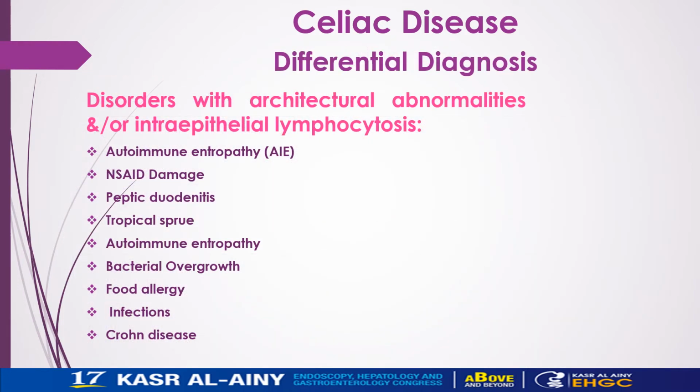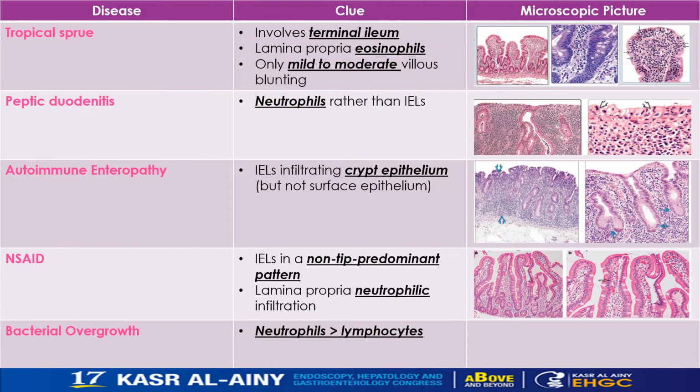Differential diagnosis: disorders with architecture abnormalities and/or intraepithelial lymphocytosis. Tropical sprue involves the terminal ileum, with lamina propria eosinophils and only mild to moderate villus blunting. Peptic duodenitis shows neutrophils rather than intraepithelial lymphocytes.